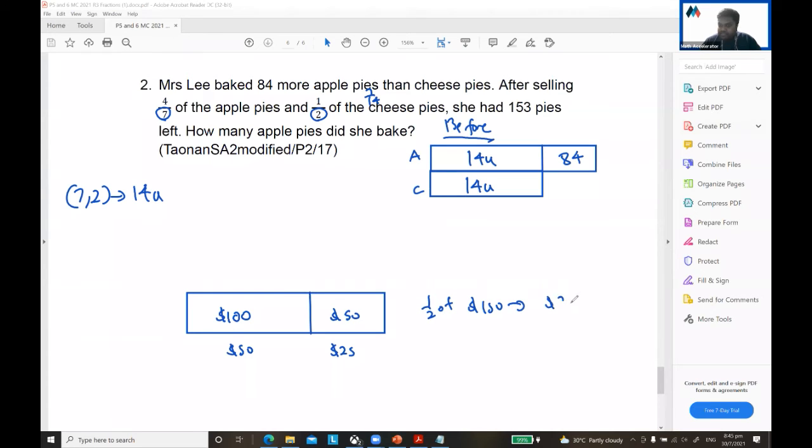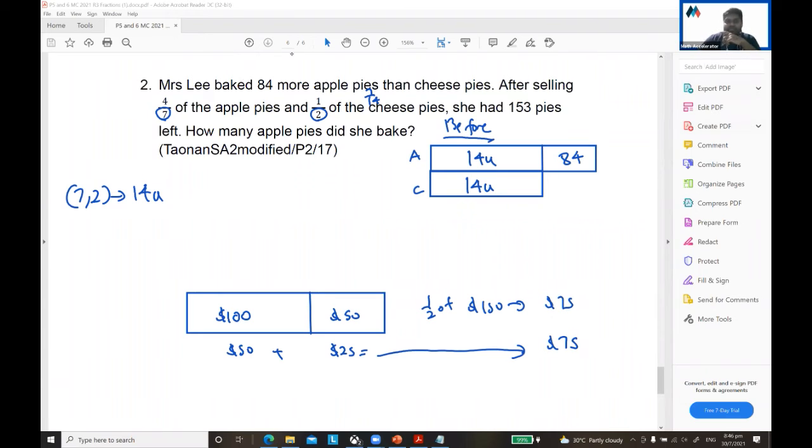So just now I asked you half of 150 is $75. But if I were to split the model up like this, half of 100 is 50, half of 50 is 25. You add these two up, what do y'all get? Also $75. You'll see it. So this is the underlying concept of how we're going to draw the after model.